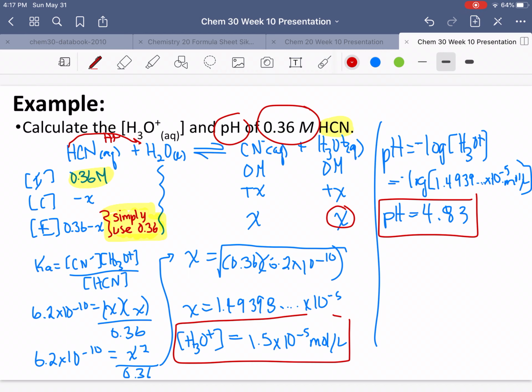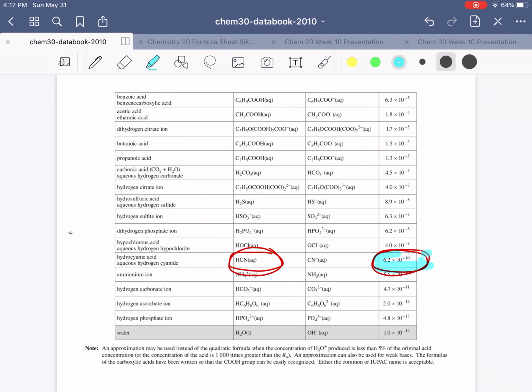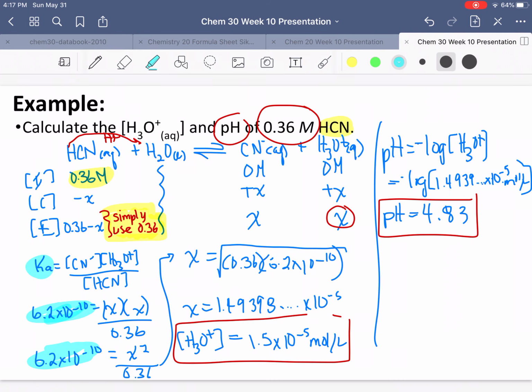There it is. Lo and behold, we now have a hydronium concentration and our pH of a weak acid. Whew! And I'll remind you again, this Ka for the HCN came from the booklet, right? We got it right here. So you're going to have to start to look for these and utilize them.